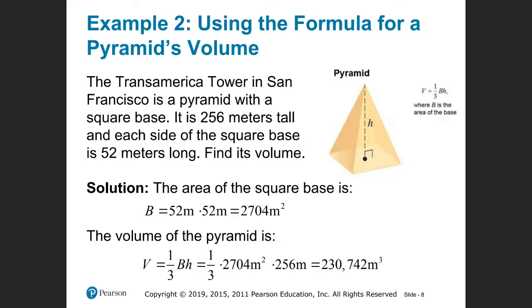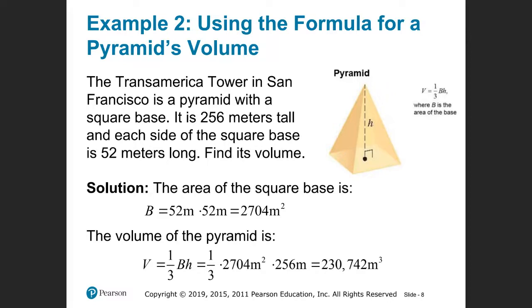Next, we're going to use a formula for a pyramid's volume. And you can see the shape of the pyramid. The volume for a pyramid is V is equal to 1/3 the base times the height, where B is the area of the base. You have to find the area of the base first, and then multiply by the height. The height is not the length of a side, but is the actual perpendicular distance from the base.